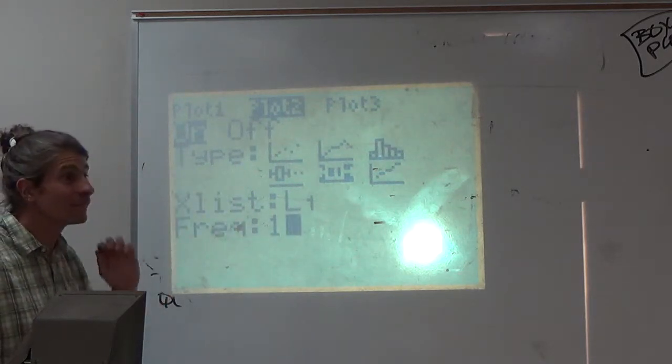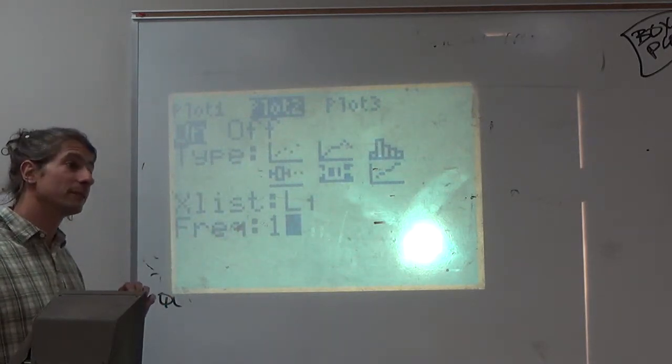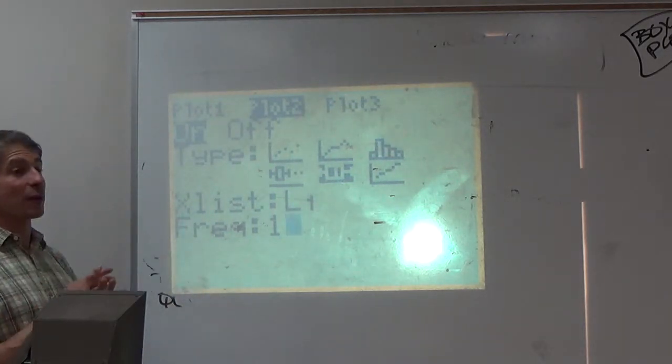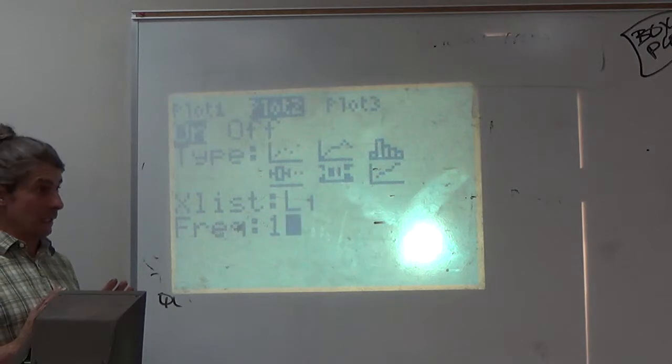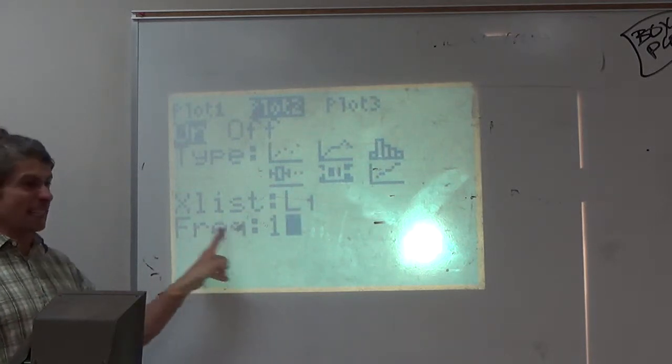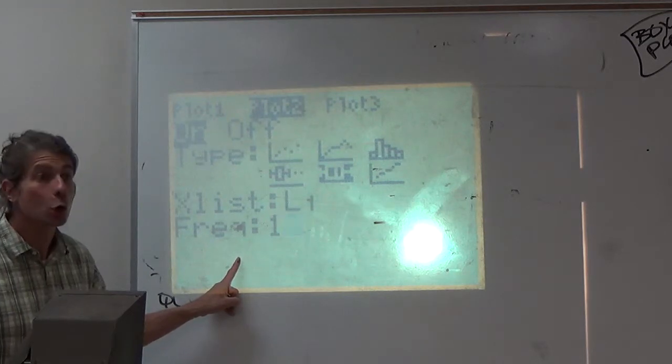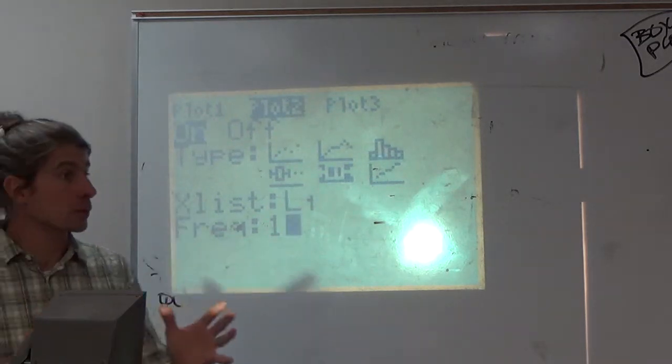On our first plot, do we have L1 for our XList and L1? Exactly. No, L1, 1, because it's raw data for both these plots. The only time you ever put a list in your frequency is when your data is grouped. When you have your data in groups, weighted averages.